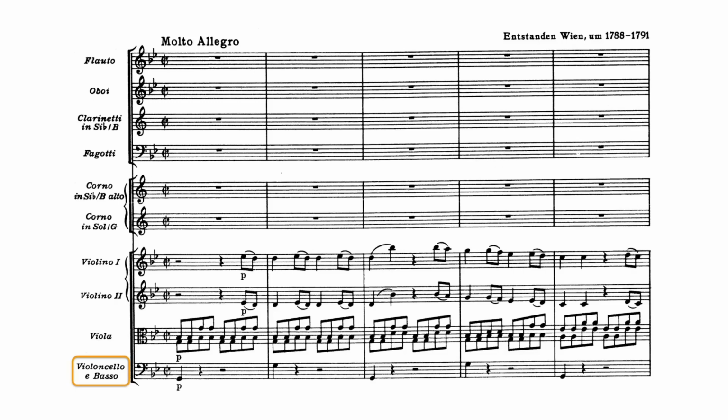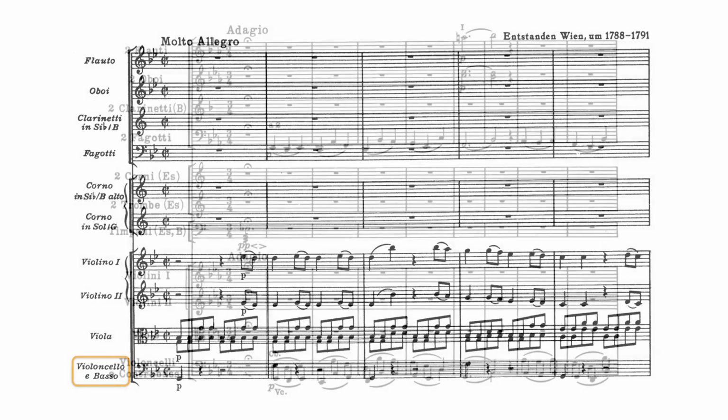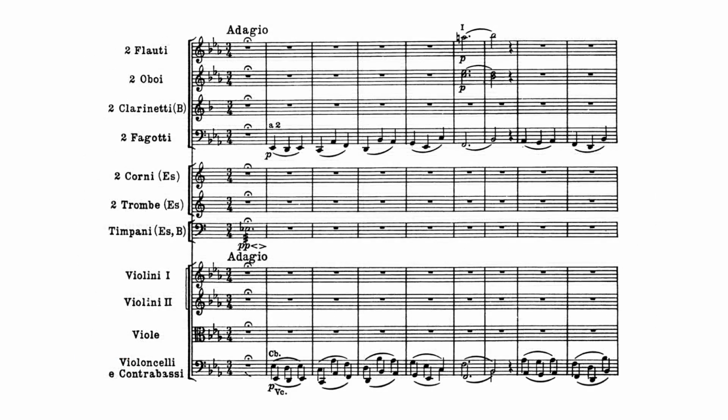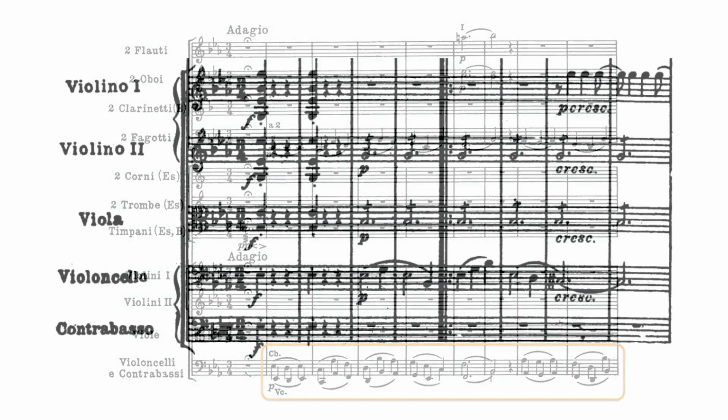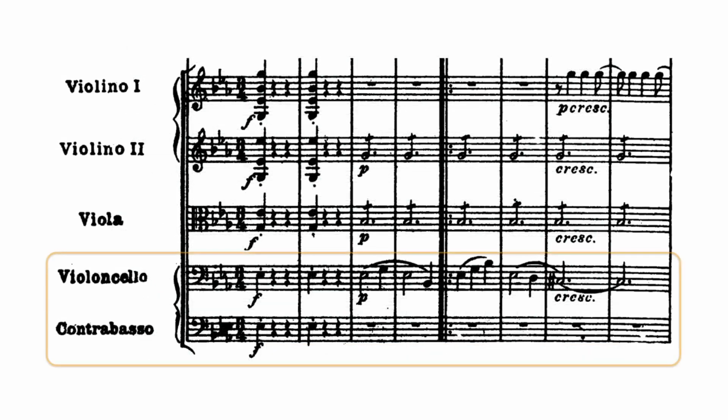That is why they were called double basses, because their function at one point was simply to double the cellos an octave lower. Towards the end of the 18th century, composers increasingly wrote 2 voices on the same staff assigned to cellos and double basses, to give both groups some independence. This later led to their final separation into 2 staves.